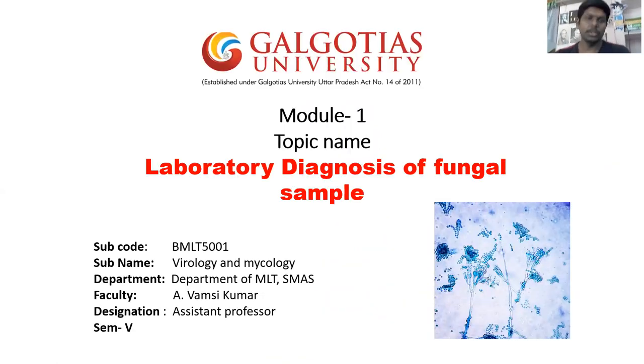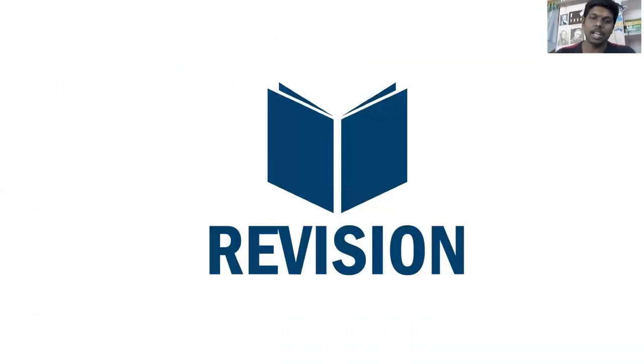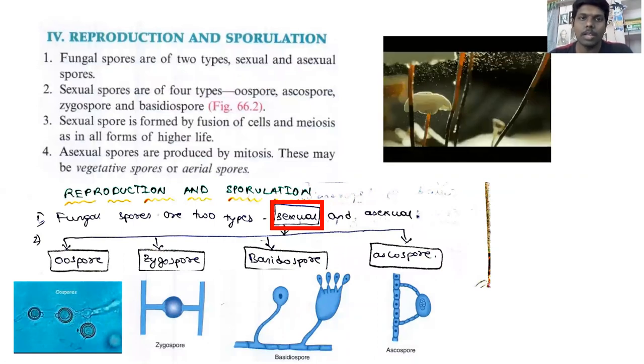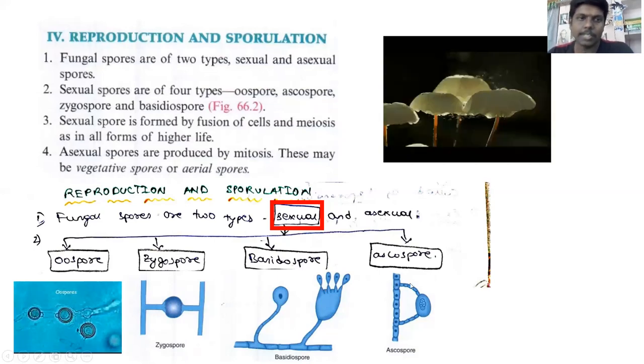Before going into the lecture, let us discuss the previous lecture. We discussed reproduction in fungus. How will fungus reproduce? They will reproduce either sexually or asexually. The sexual spores of fungus are divided into four types. What are those? Oospores, zygospores, basidiospores, and ascospores.